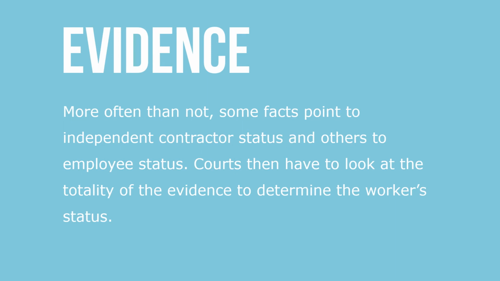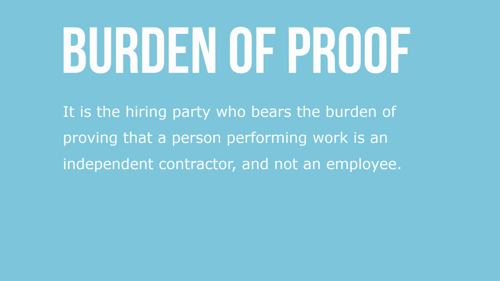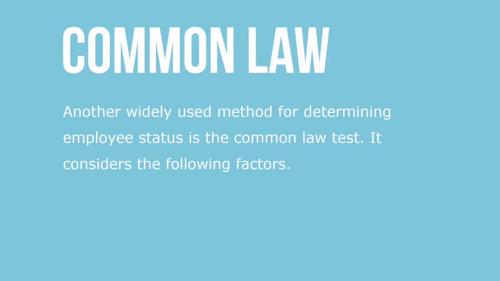More often than not, some facts point to independent contractor status and others to employee status. Courts then have to look at the totality of the evidence to determine the worker's status. It is the hiring party who bears the burden of proving that a person performing work is an independent contractor and not an employee. Another widely used method for determining employee status is the common law test.